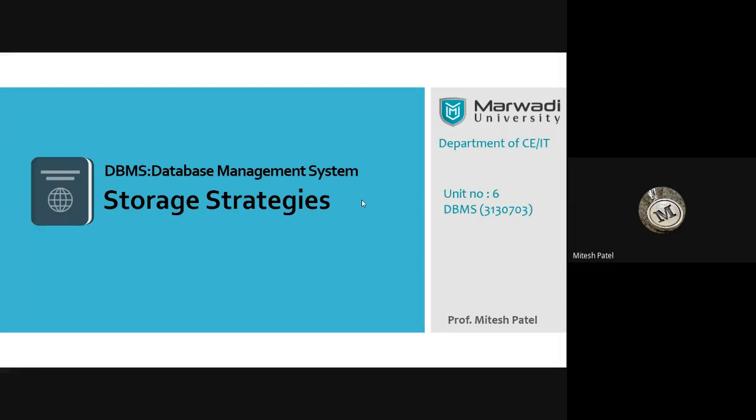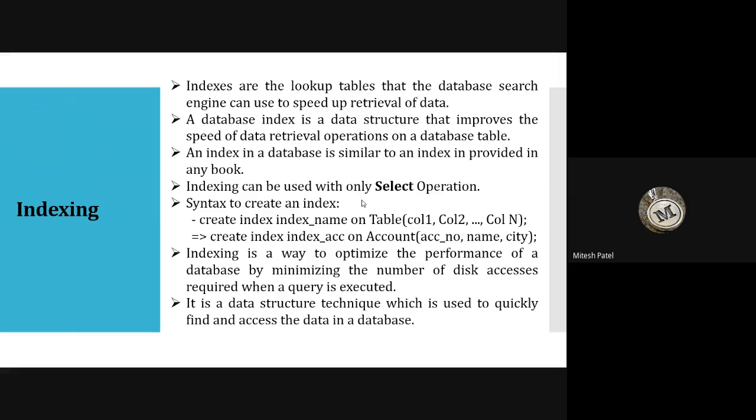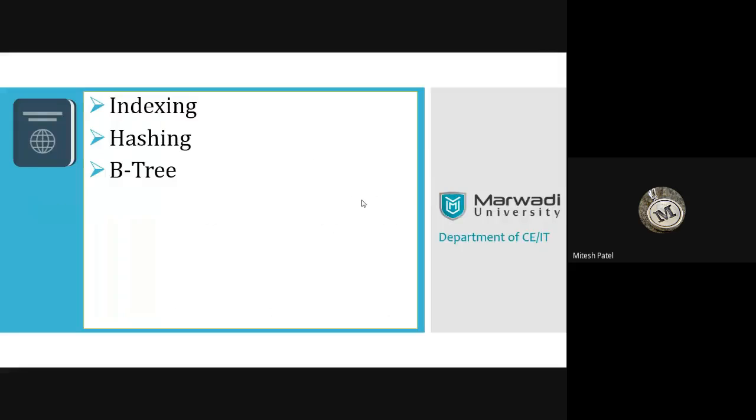So let's start with the storage strategies. It covers three topics: indexing, hashing, and B tree. There are different types of trees available, but in our syllabus it's only the B tree. As you know, the tree was already started in data structures. So let's see indexing. Let's start with indexing first of all.